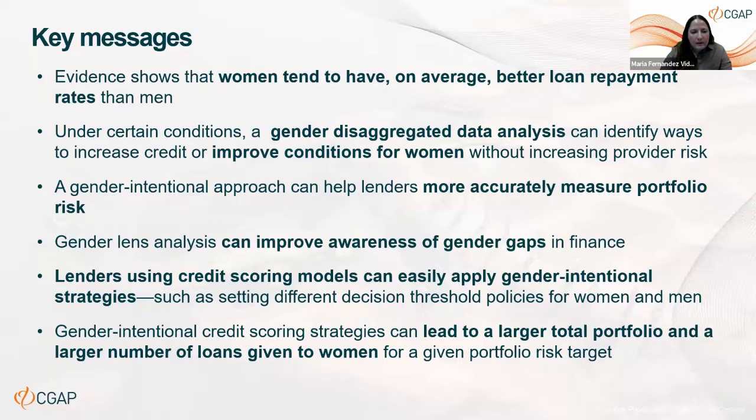So when this is the case, a gender disaggregated data analysis can find ways to improve conditions for women, either increase credit, lower the cost, increase the participation, and that can be done without increasing provider risk, because it's basically a way to better measure the risk, and it can be beneficial both for women that can receive more loans, as well as for providers that have the risk more accurately priced in their portfolio.